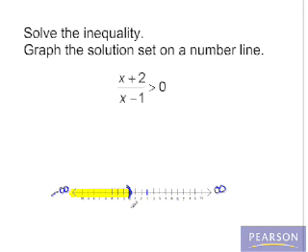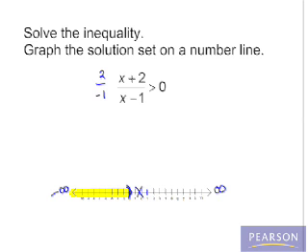We can choose something in the next interval from negative 2 to 1, say 0. And if I substitute 0 for x, we get 2 in the numerator, negative 1 in the denominator, and this becomes negative 2, which is not greater than 0. So that interval is out.